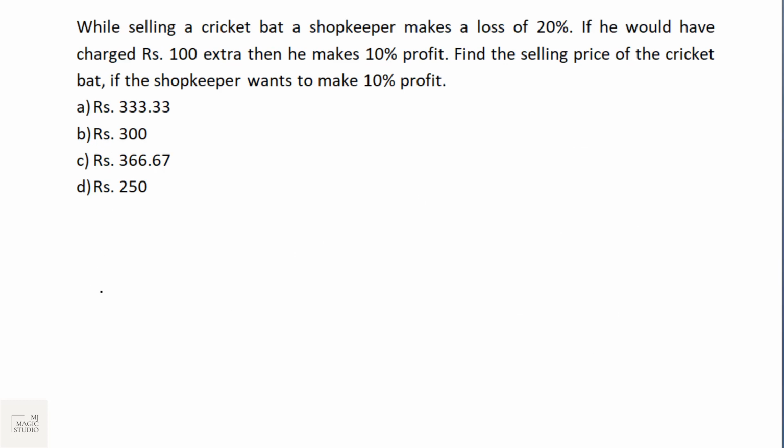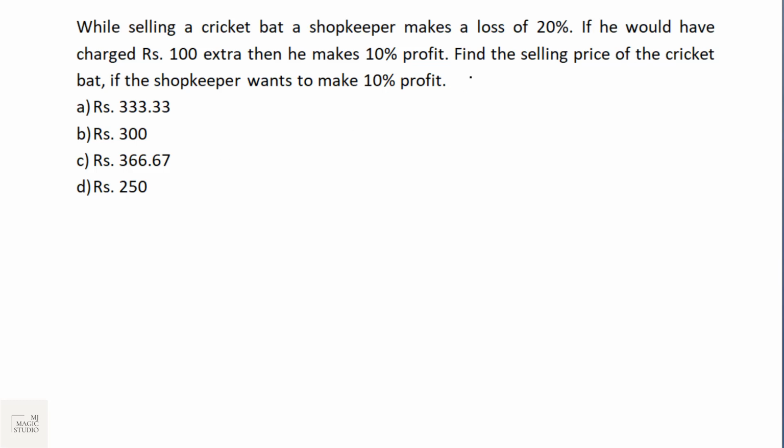Round 1, numerical ability can't be completed if 2 questions are not there from profit and loss. At least 1 will be there, 2 also. Go through the rule book. Second master class is on profit and loss.